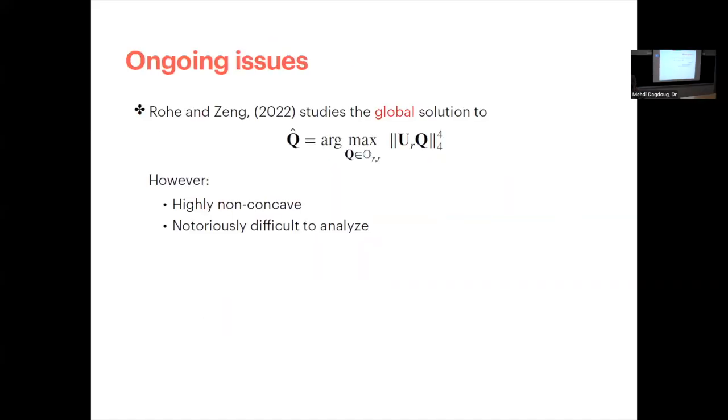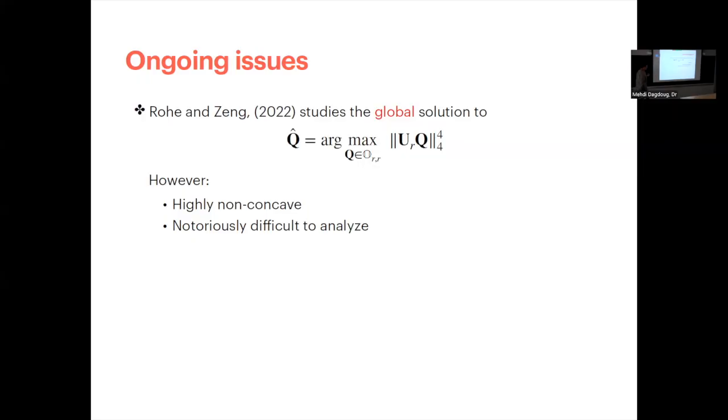Now we look back at the ongoing issue of this JRSSB discussion paper. Basically, they show that the global solution to this varimax, which is their Q hat, computed from the varimax package, they assume that this Q hat can be solved. Once this Q hat is solved, using it to rotate the principal components would give you the Z under their modeling assumption. However, at this stage, they only talk about the defined maximizer of this optimization problem.